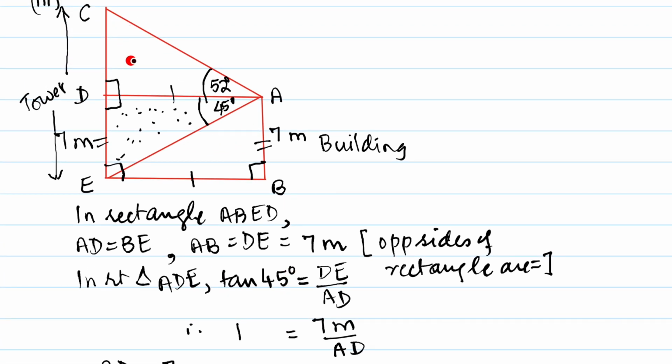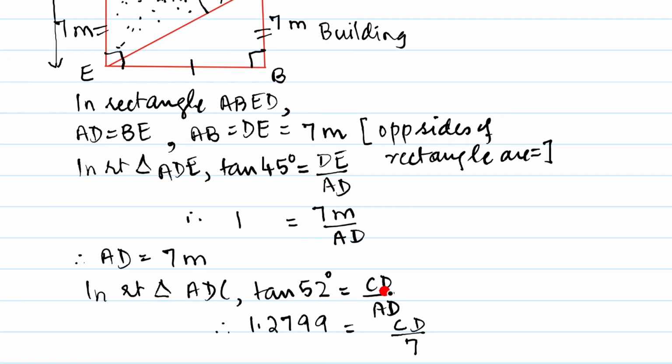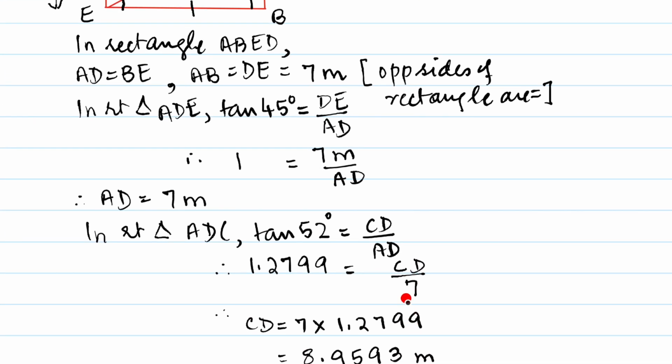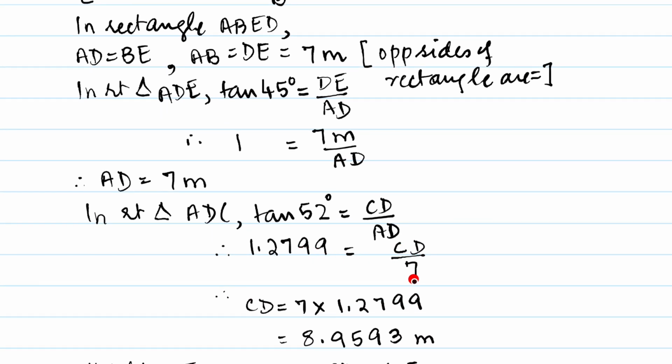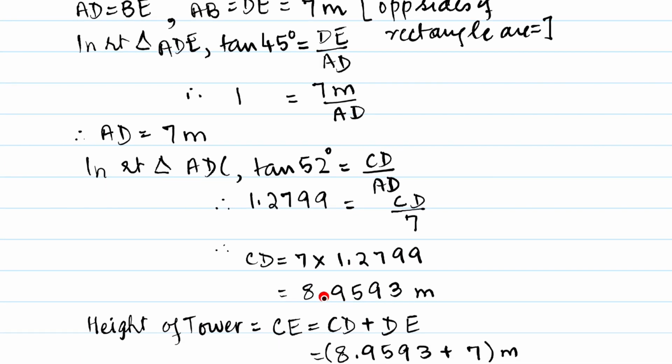Now we have to go to this triangle, this one. This is going to help us to find CD because AD is coming out to be 7 meter already. So we can use this AD and this CD can be found out using tan of 52. So in right triangle ABC, tan 52 will be CD upon AD. Tan 52, look at the tan table and get the value, CD upon AD, which is 7. And so CD will be equal to, cross multiply, 7 multiplied by this. That gives us this as the value of CD.